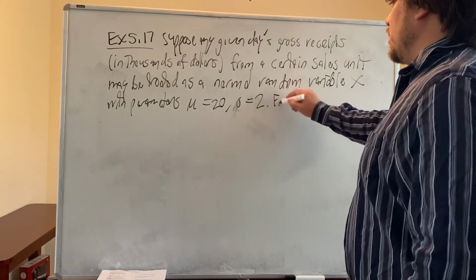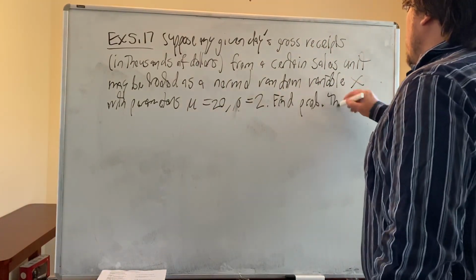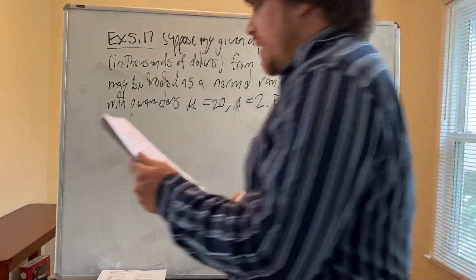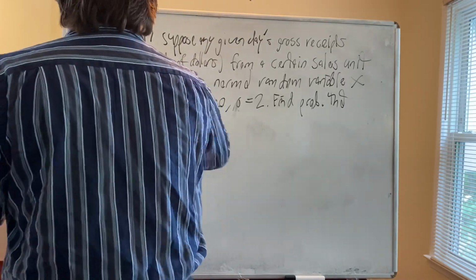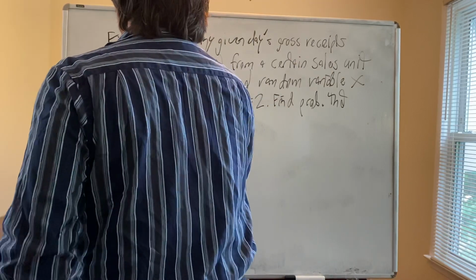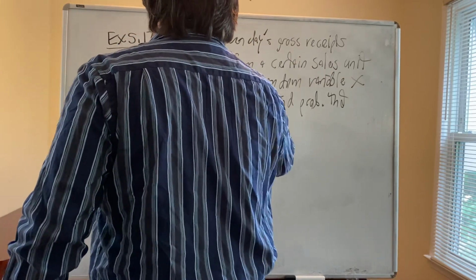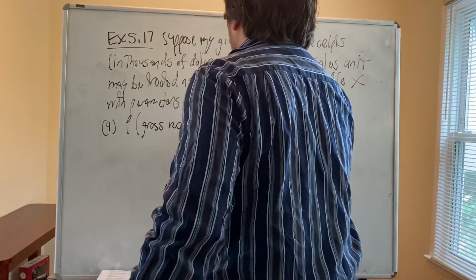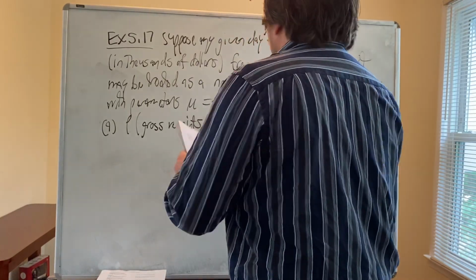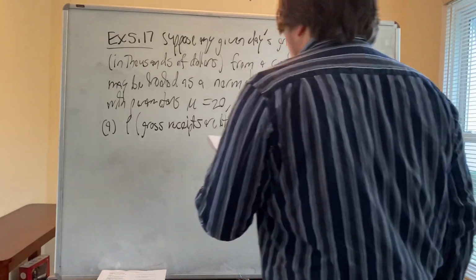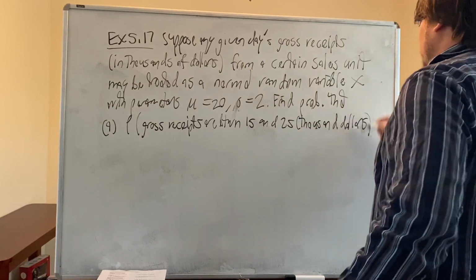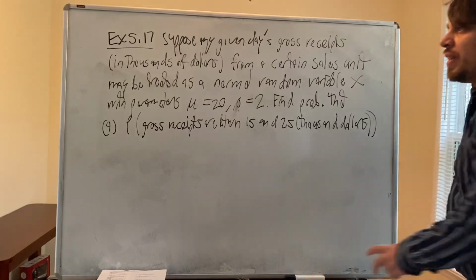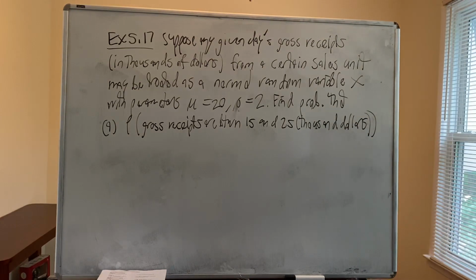Find the probability that the gross receipts are between $15,000 and $25,000. And so I'm just going to write this probability. Okay, so we want to find the probability that the gross receipts are between $15,000 and $25,000.